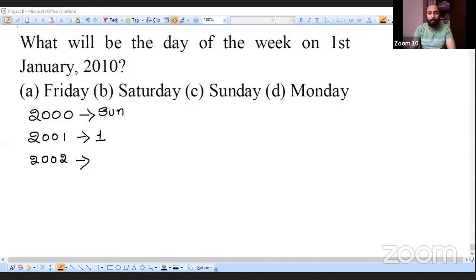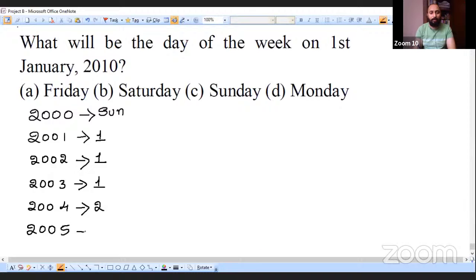Okay. 2002, one odd day. 2003, one odd day. 2004, how many odd days? Two odd days. Yes, very good. So 2005, how many odd days? One odd day. 2006, how many odd days? One odd day. Right?